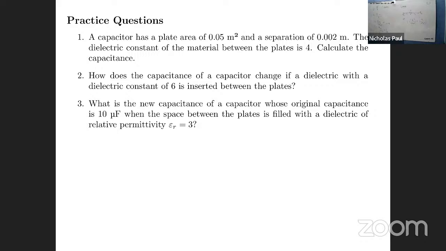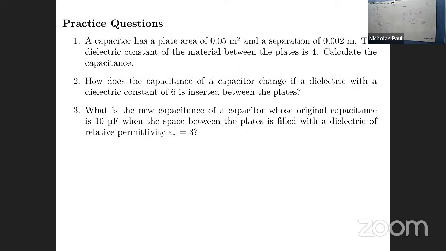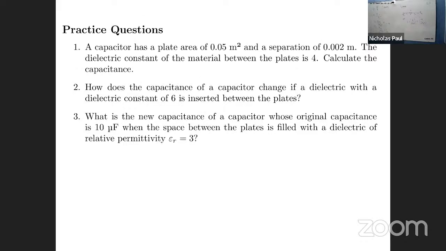Let's try 1 and 2 quickly. Online, are you okay there? Right, let's try 3 here.